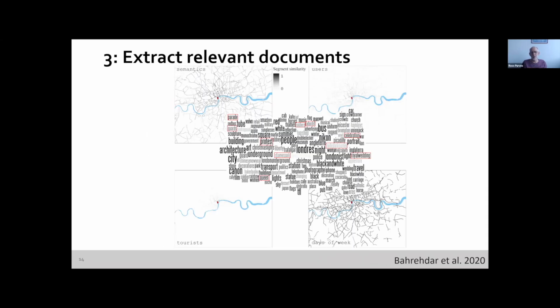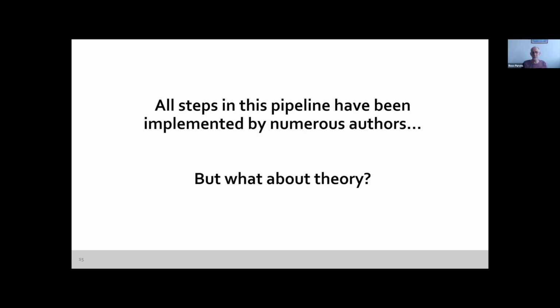And then we need to extract our relevant documents. There's lots of different ways of doing this. This is some work on London, where we were looking at different events and how those events were related to different places in London, and using lots of different views on the data. So what sort of people are the people, locals or tourists? What days of the week? What semantics are they using, and so on. It doesn't really matter. And in fact, all the steps in the pipeline that I've just kind of talked about have been implemented by lots of different people.